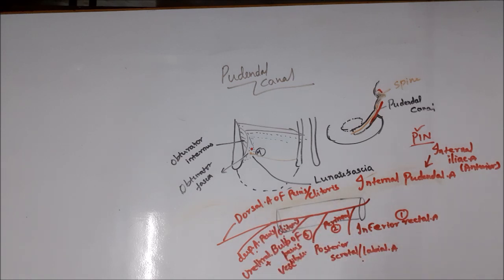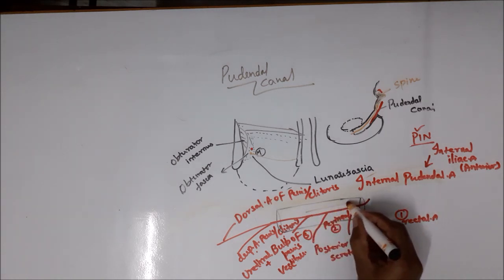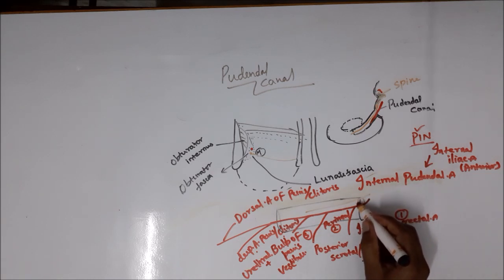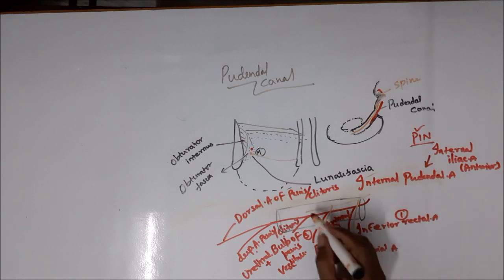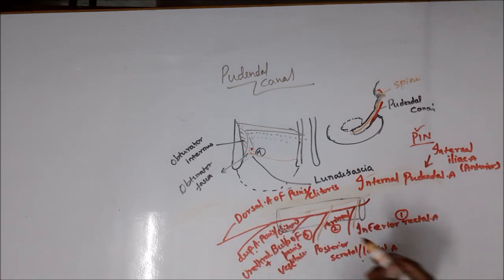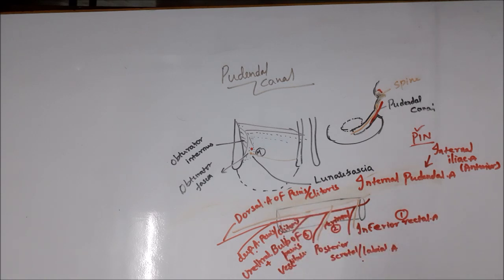These branches will be somewhat parallel to, or you can say accompanying, the nerves, right? What is this? This is the pudendal nerve. One is this inferior rectal, perineal, dorsal nerve of penis. So that is about the pudendal canal and its contents.